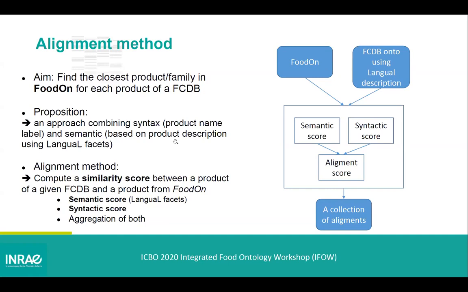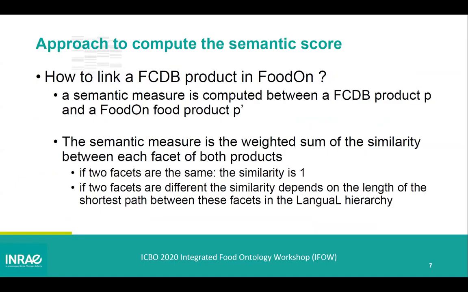Here, just a quick information on the way we compute the semantic score. In fact, this semantic measure is a weighted sum of similarities between each facet of both products we compare, one from the FCDB and the other one from FoodOn. If the two facets are the same, we put the similarity to one. And if two facets which are compared are different, the similarity depends on the length of the shortest path between those facets in the Langual hierarchy.